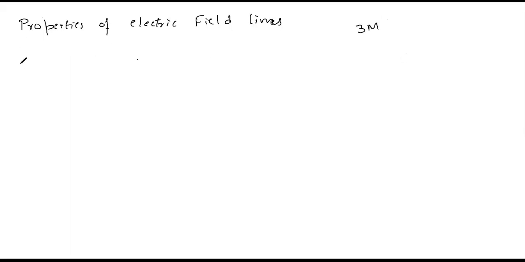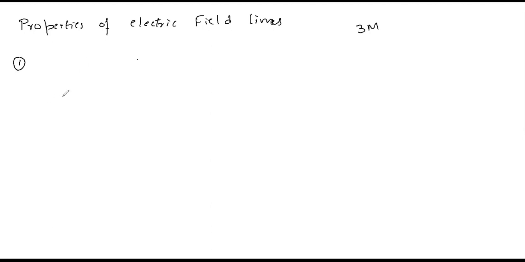So the first property is, I'll read out the property and then I'll explain it. I'll give you the notes, but in case you want to make your own notes, you can start making your notes. So the first property is electric field lines always originate from positive charge and terminate towards the negative charge.